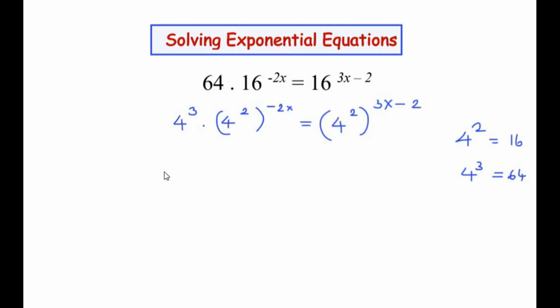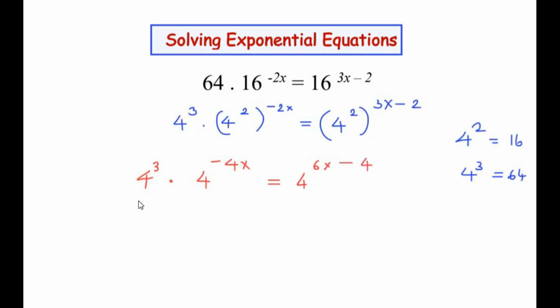We are going to write 4 cubed as it is. Now, using the laws of index, when a power is raised to another power, the powers get multiplied. So we write it here as 4 to the power of 2 times negative 2x, which gives us negative 4x, is equal to, using the same law, the powers get multiplied. That is, 2 multiplies with 3x giving us 6x, and then 2 multiplies with negative 2 giving us negative 4.